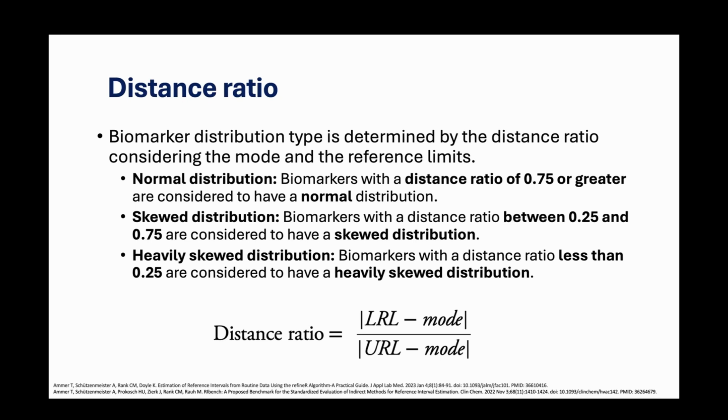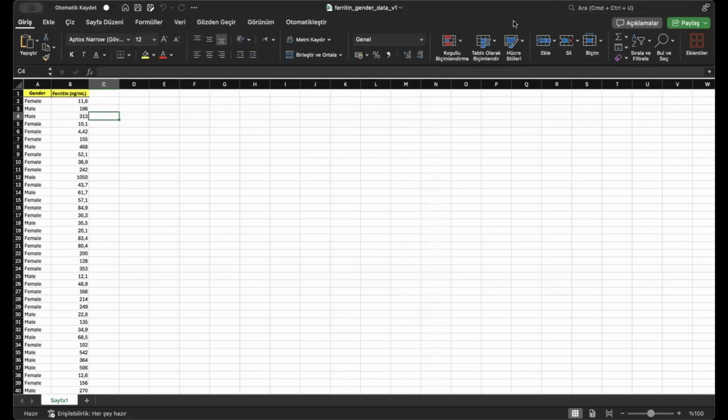So let's go on with our tutorial. Okay, let's start with our data structure. We have two columns. One is the gender column and the other one is the ferritin column, which contains ferritin values. If you structure your data just like this, you can easily use my code to estimate your own reference intervals. So let's go on with RStudio.